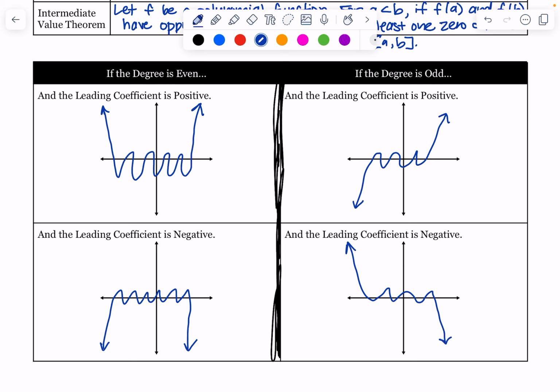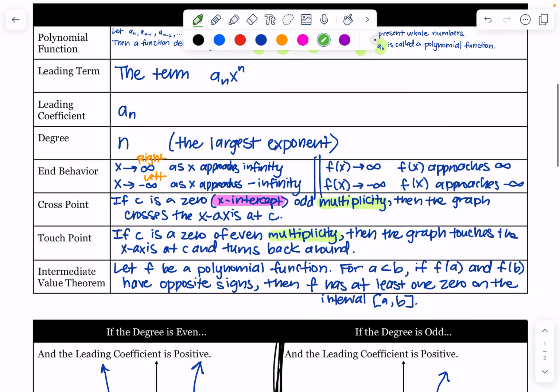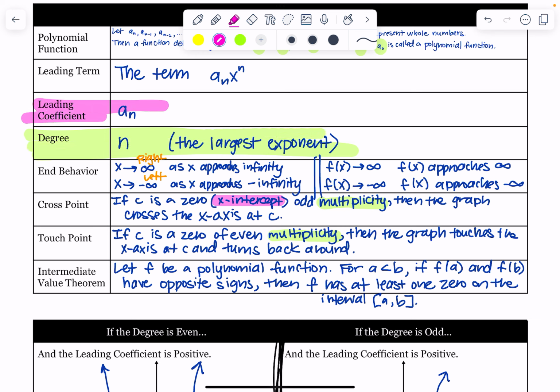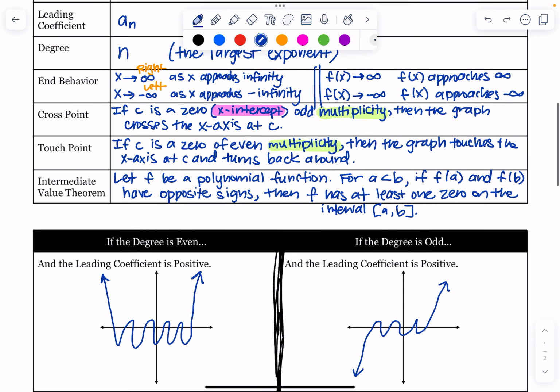Okay, so the degree is, again, the highest exponent. So up here, the degree is the largest exponent. The leading coefficient is the number in the very front that goes with that largest exponent. Okay, so let's talk about end behavior for these.